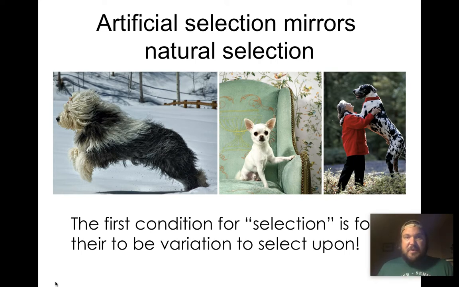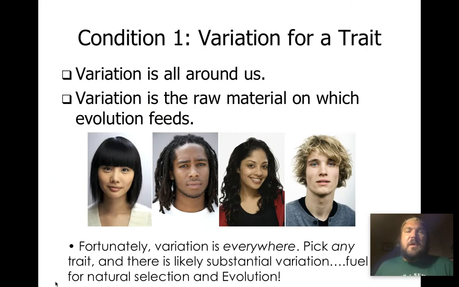And we see this when we look at artificial selection, like we've already discussed as well. If you are breeding for a particular trait in dogs or in cattle or whatever, you are selecting for particular traits from among several different variants. So first and foremost, we have to have variation. And fortunately, variation is everywhere.